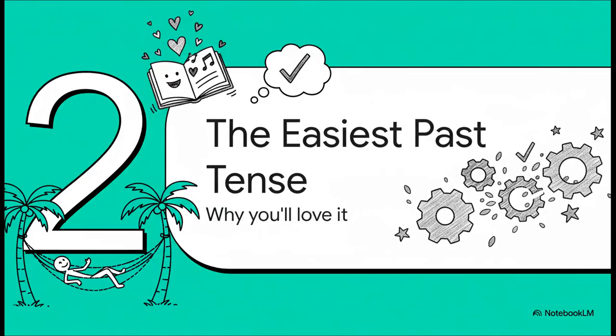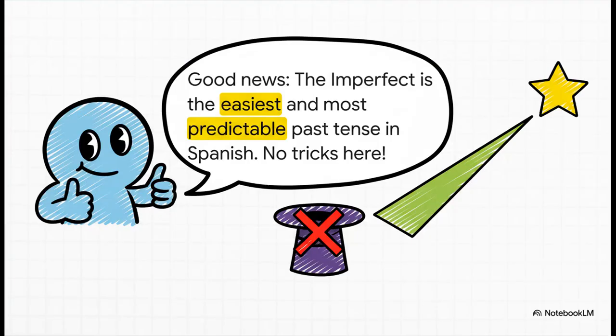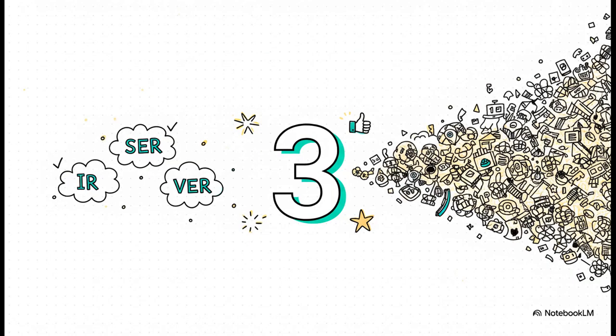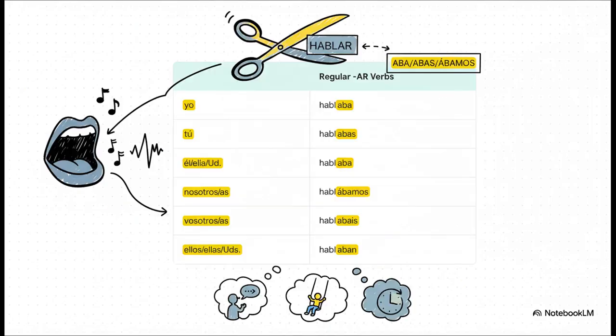Okay, now for what might be the best news you'll hear all day about Spanish grammar. Seriously. If you've ever felt overwhelmed by all the irregular verbs and other tenses, you're about to feel a wave of relief. And I mean it. It is by far the easiest, most predictable past tense in Spanish. No tricks, no hidden traps. It's super friendly. How friendly, you ask? That's it. 3. In the entire imperfect tense, there are only 3 irregular verbs. Just 3. If you've battled with other tenses, you know what a huge, huge win this is for all of us.